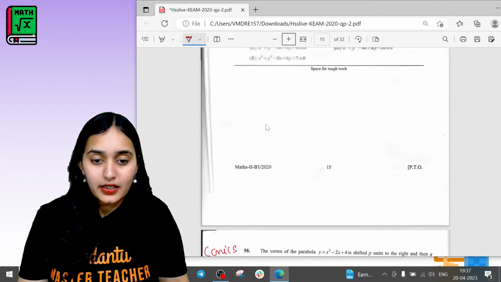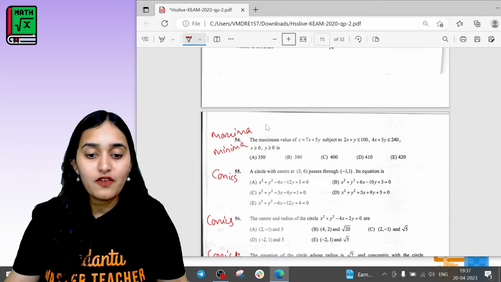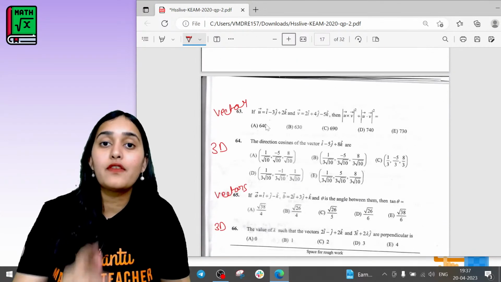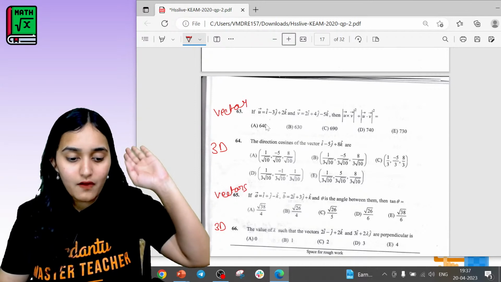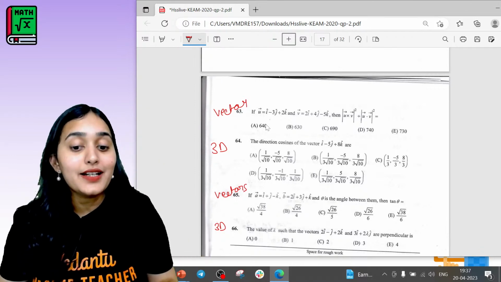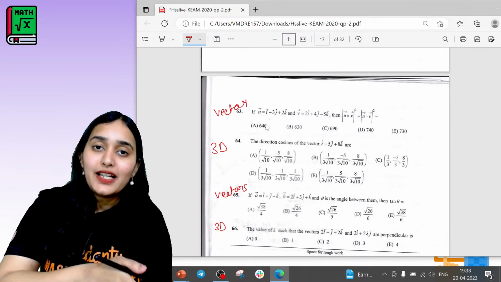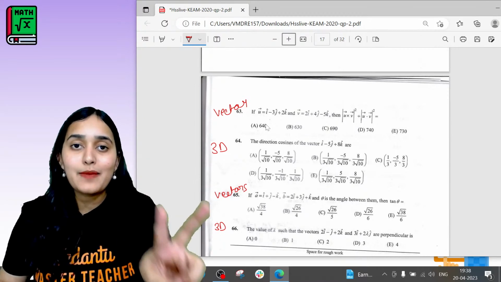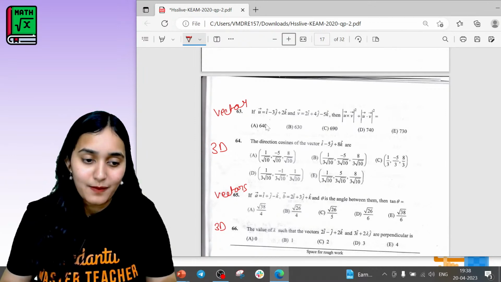Okay, now moving on. In between, we saw one question of maxima, minima also, but that's fine. You will see many more questions of applications of derivatives. Now, moving forward, let's talk about vectors and 3D. Vectors and 3D look very similar, so I don't consider them as separate chapters. I consider them as the same chapter.